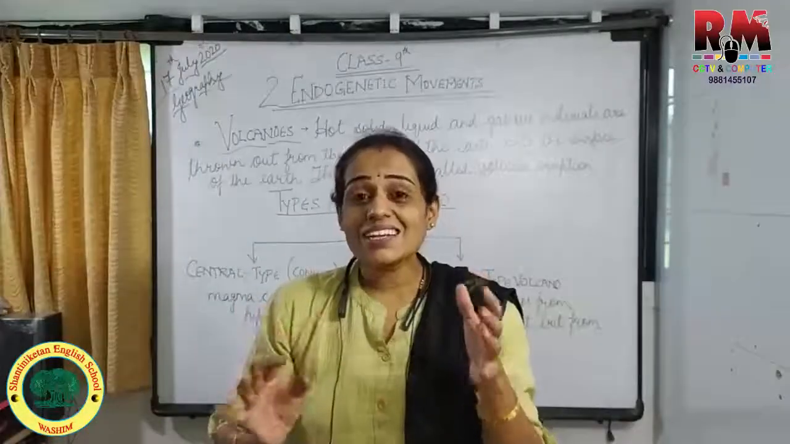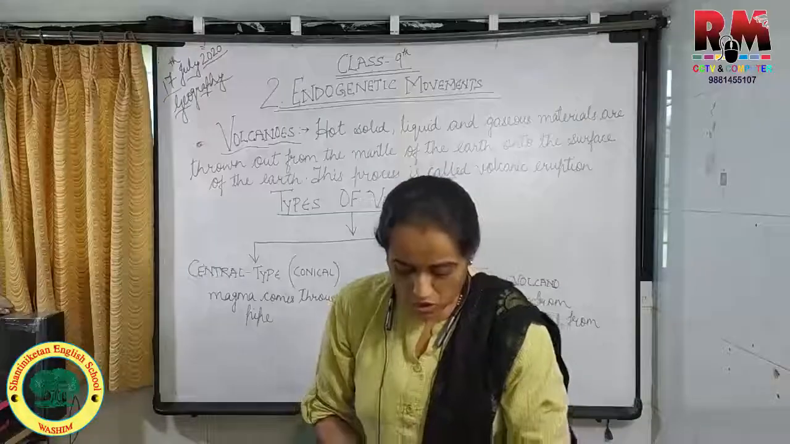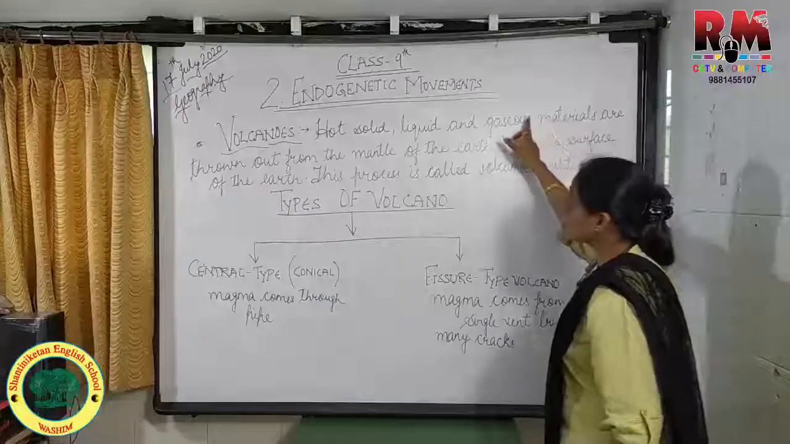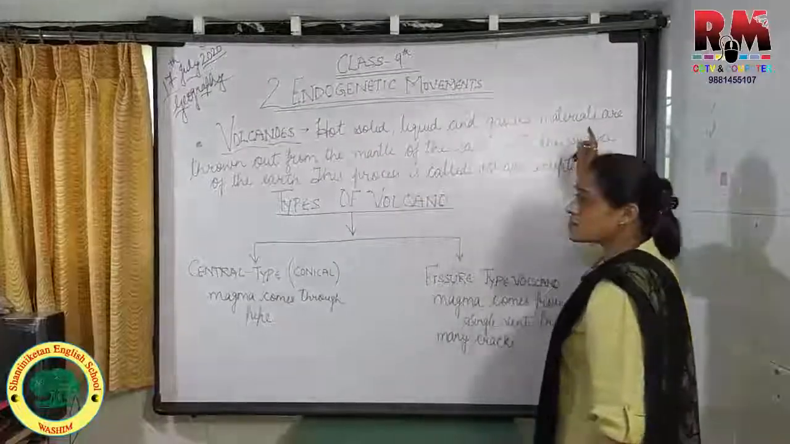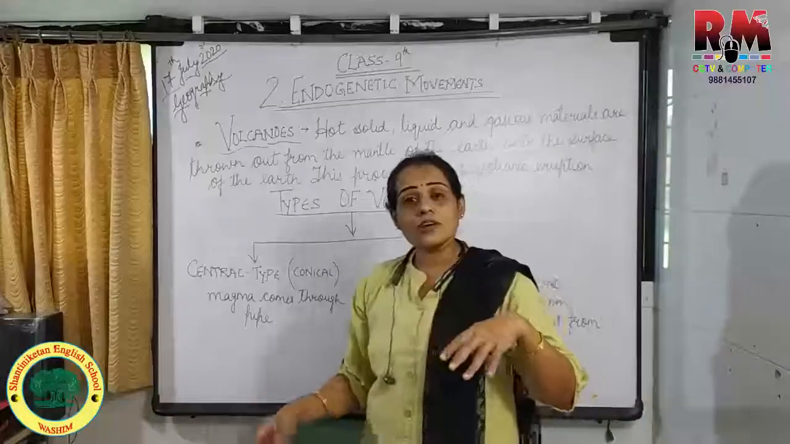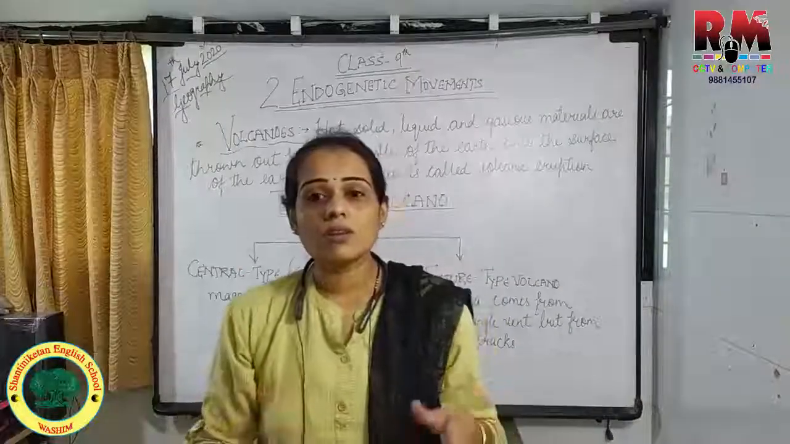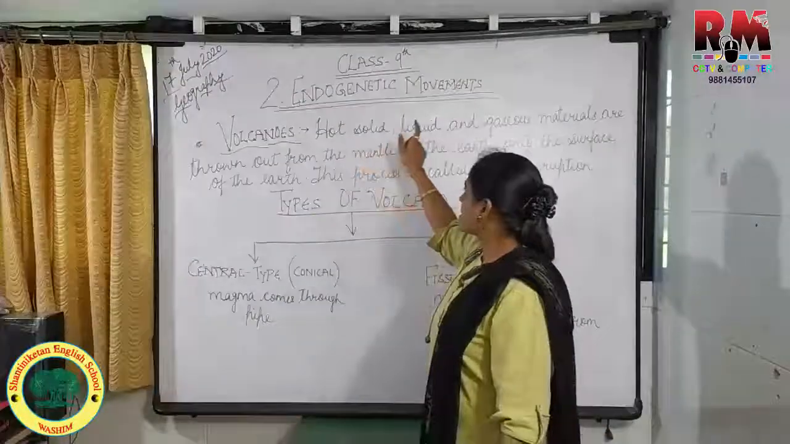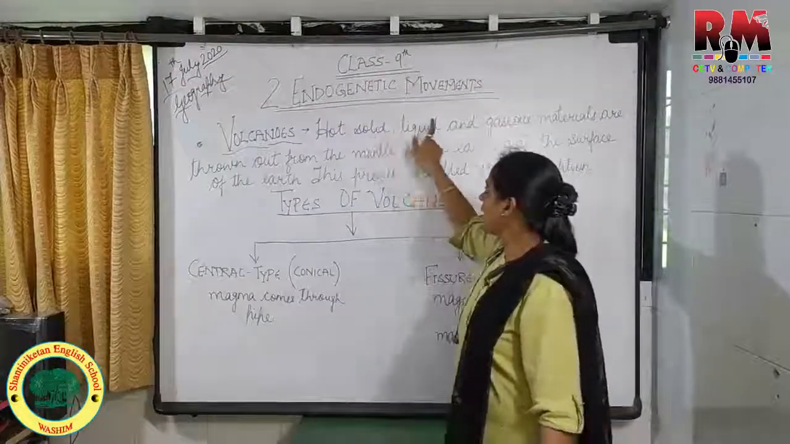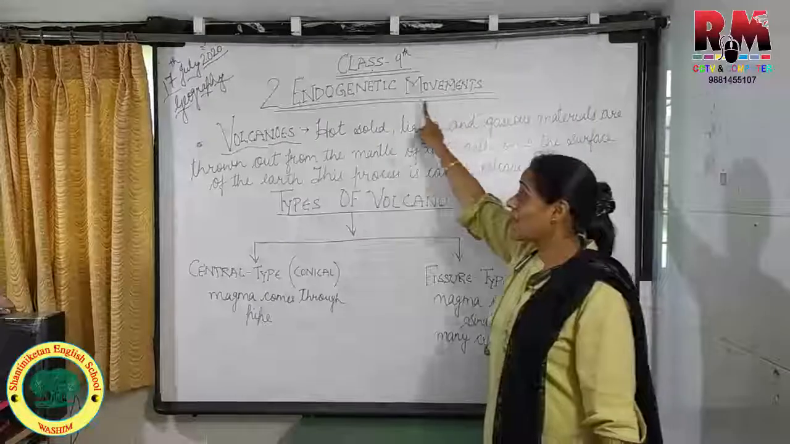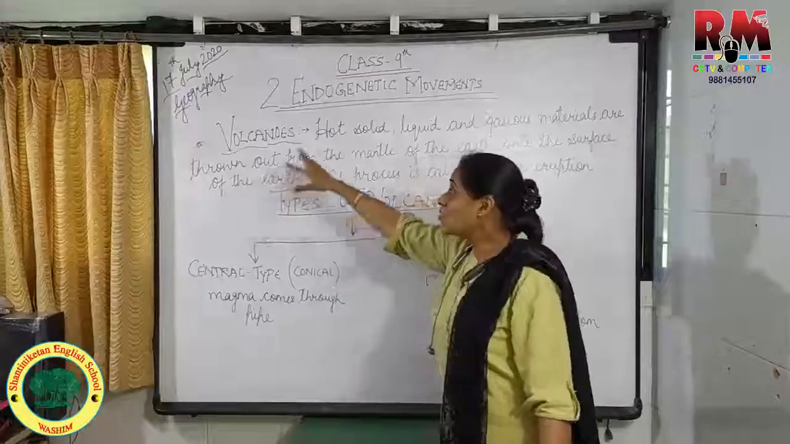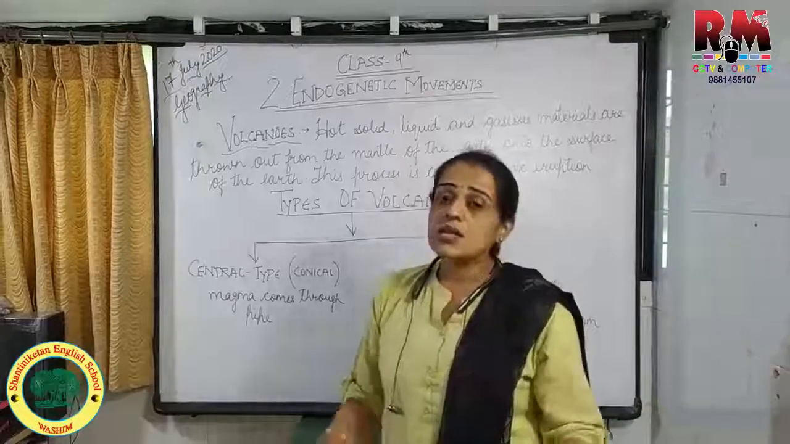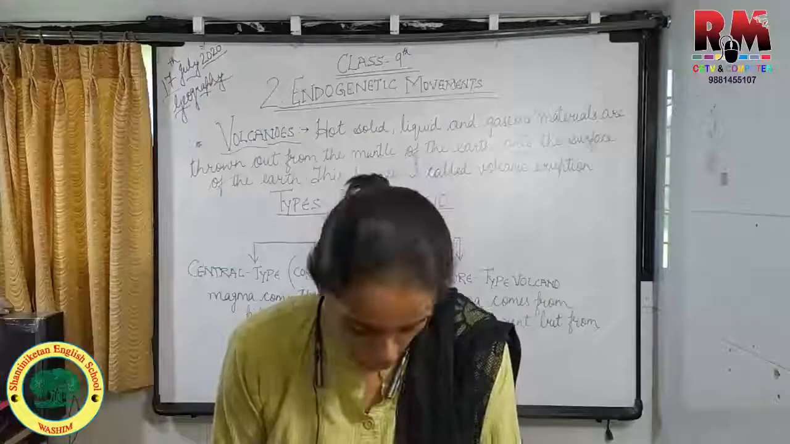So yes, that is a volcanic eruption. So what comes out? The hot, solid, liquid and gaseous materials. All these three materials come out from the mantle of the earth, that is from the interior of the earth where the mantle is present. From that mantle, all these three materials, solid, liquid and gaseous, but very, very hot, are thrown out onto the surface of the earth. This is called volcanic eruption.